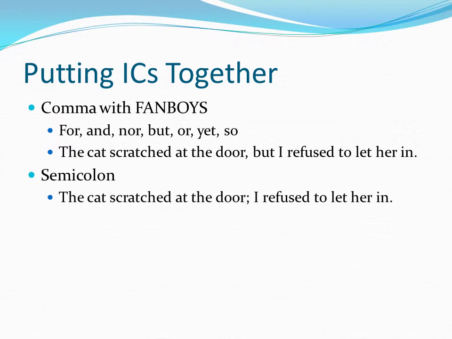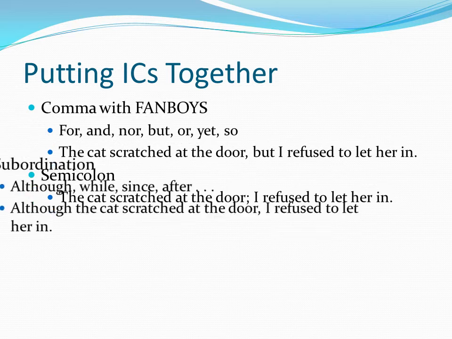Another way to put independent clauses together is through a semicolon. Not a colon, the two dots, but the dot with the comma underneath, the semicolon. The cat scratched at the door, semicolon, I refused to let her in. This is also correct structure.